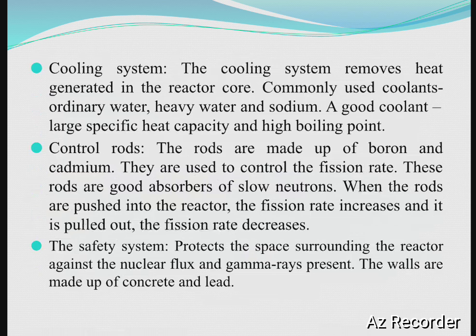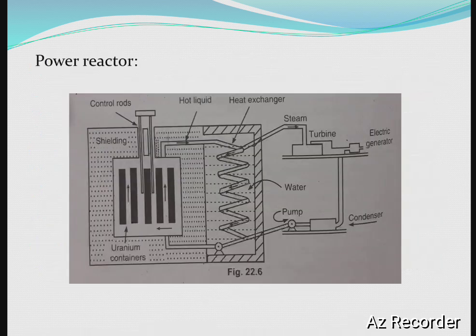The sixth and final element is the safety system. This safety system protects the space surrounding the reactor against the neutron flux and gamma rays present. The walls are made up of concrete and lead. So this is the presentation of a power reactor.